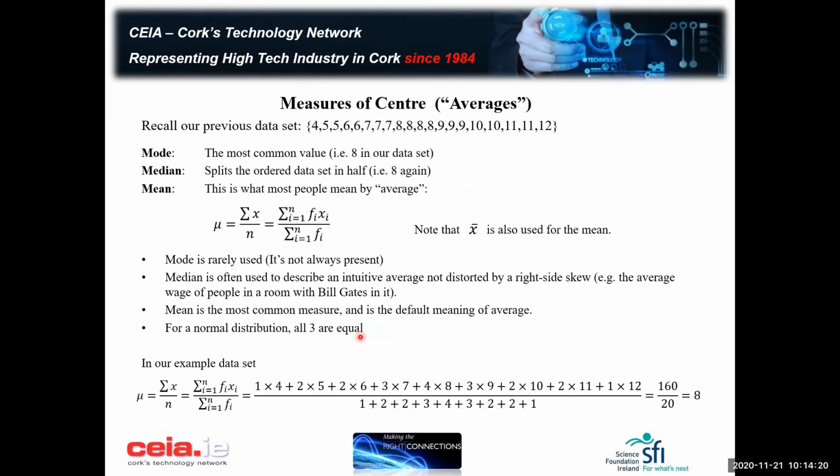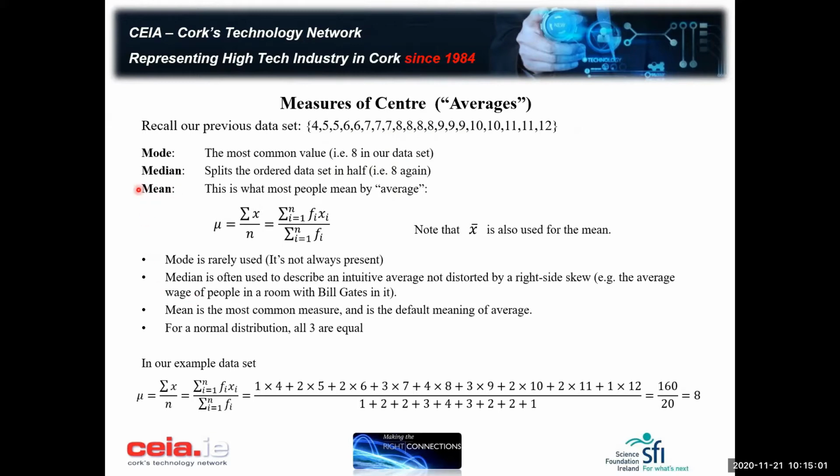Now let's talk about measures of center or averages, and we go back to our sample data set as an example. The measures of center you need to know about include the mode, which is the most common value. And if you run through our data set there, 8 is the most common value. It's the one that will be the peak of your frequency distribution curve. The median is the one that's halfway along the ordered data set, so that half the numbers are below and half the numbers are above. It's 8 again in our case here.